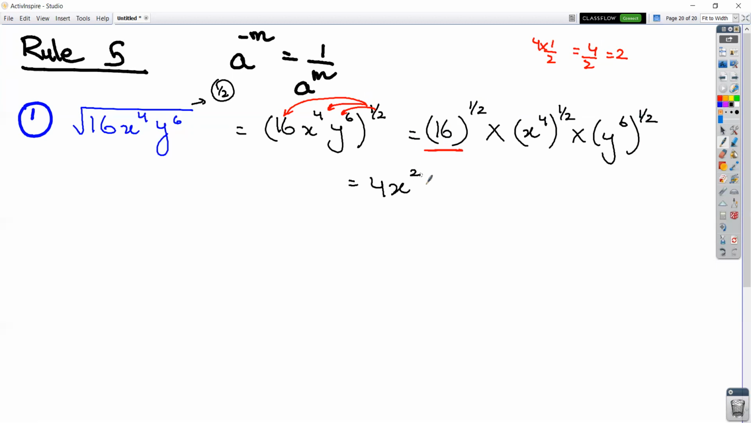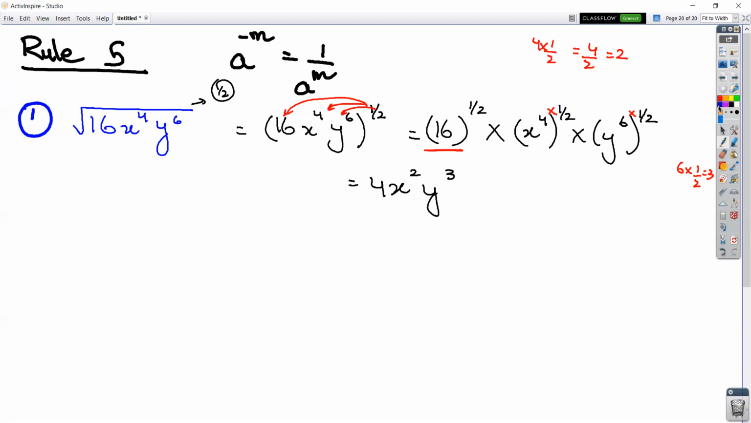Now to do the next one, which is the y variable, we do 6 times half, and half of 6 is 3. So it means the power on y would be 3. Whenever you have a power written in fraction form, you multiply 4 times a half. So we are applying rule 3 here, where whatever the power is written in this form, we multiply them together.